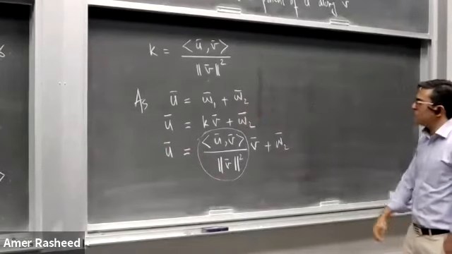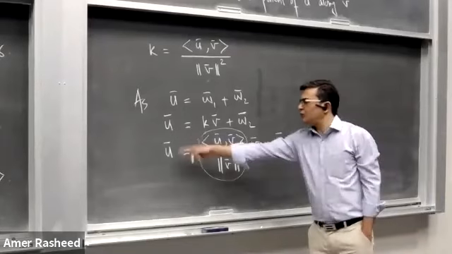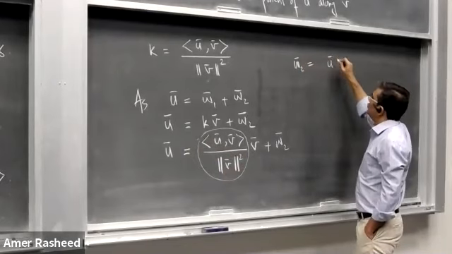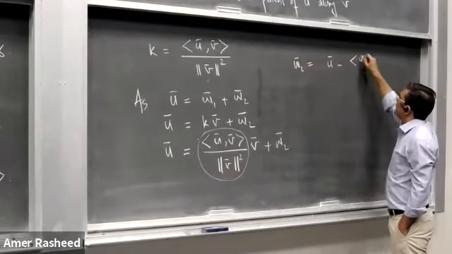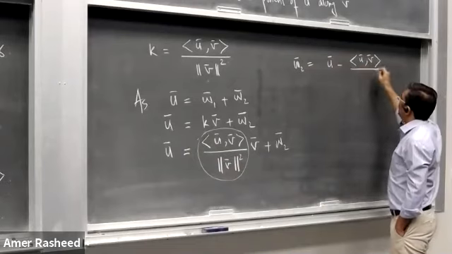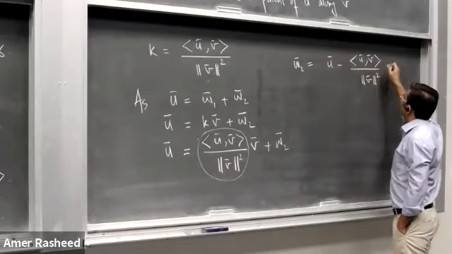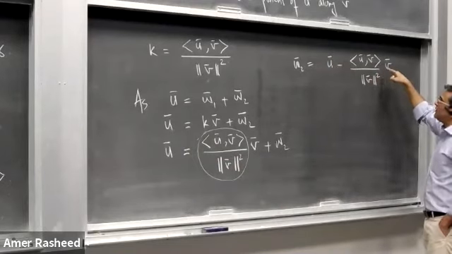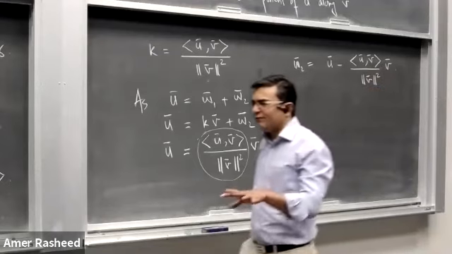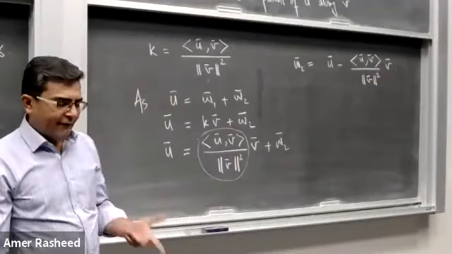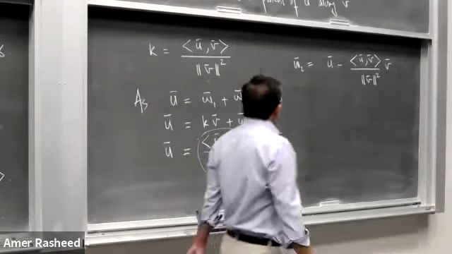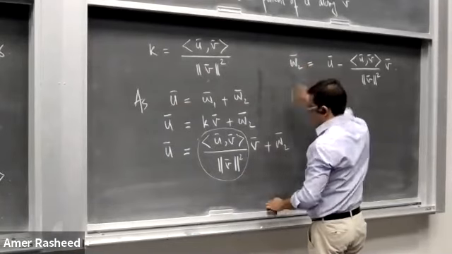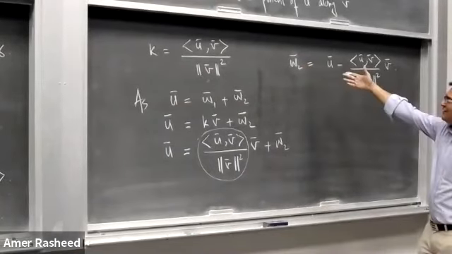Now we need to find w2. We know this thing, we know this thing. So the expression for w2 is what? It is nothing but u minus inner product of uv divided by norm of v squared times v. Okay, this is the scalar multiple of v, not the dot product. Okay, there's a difference between dot product and scalar multiple of a vector. Okay, let me write it clearly. So this is okay.